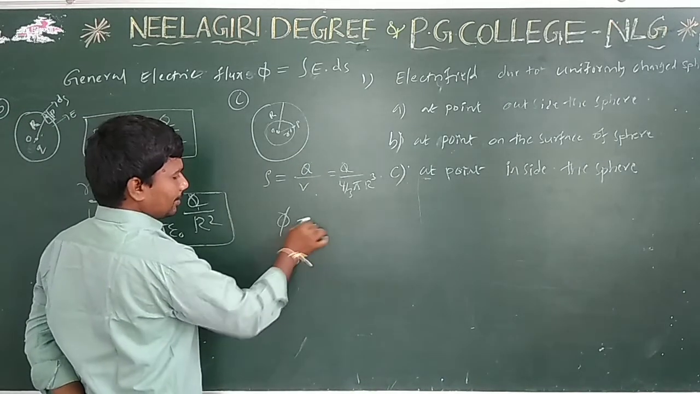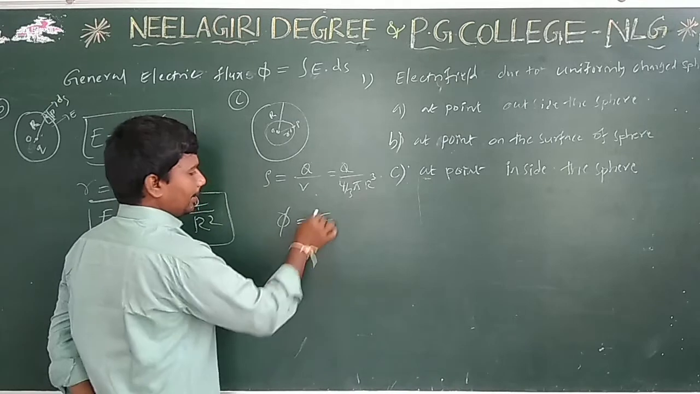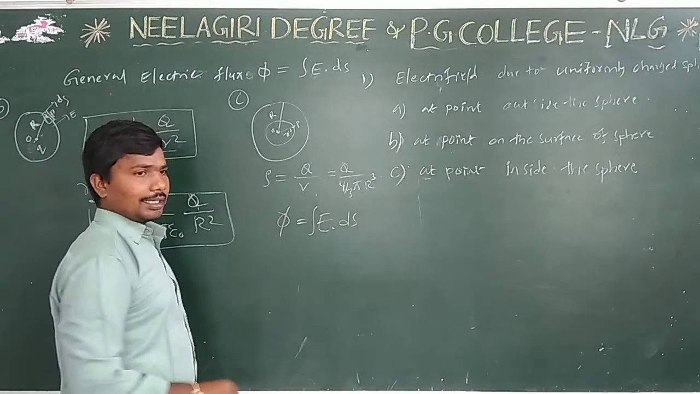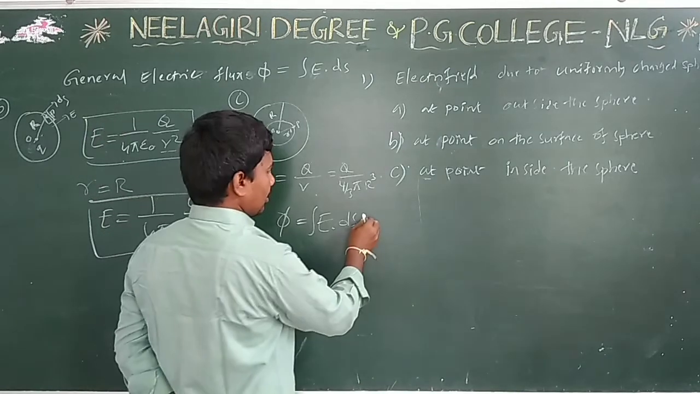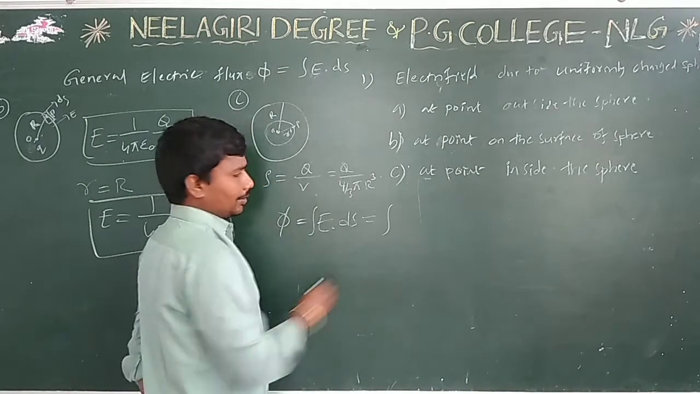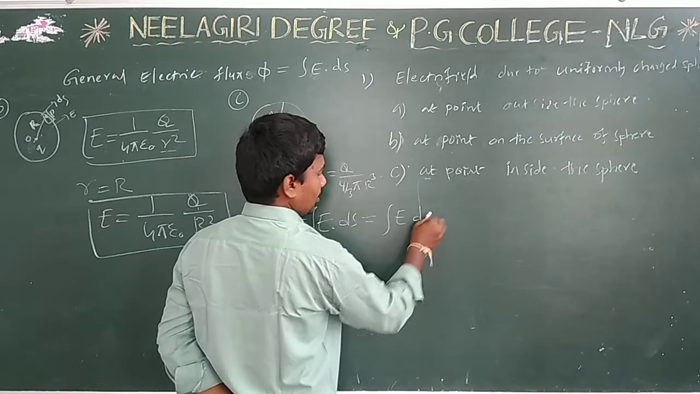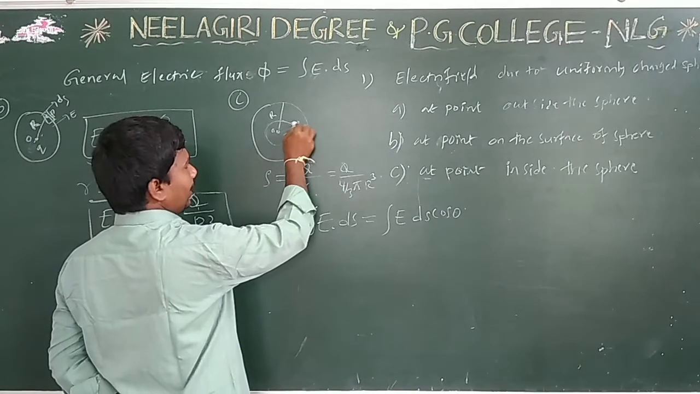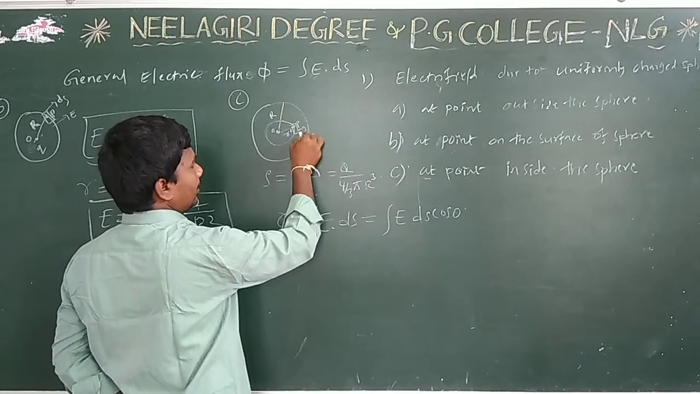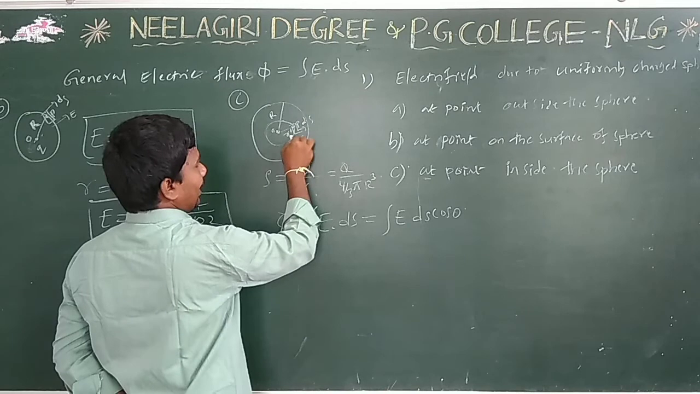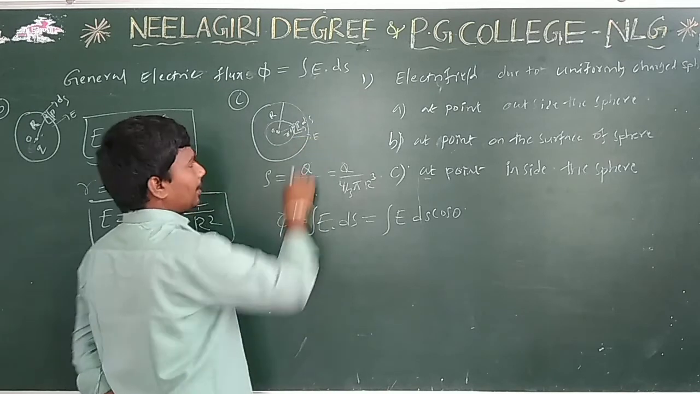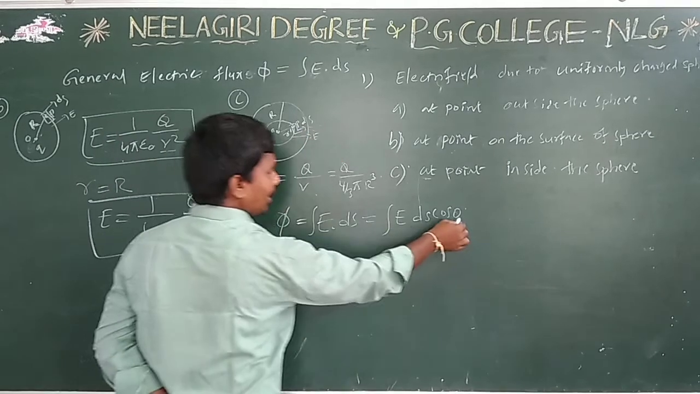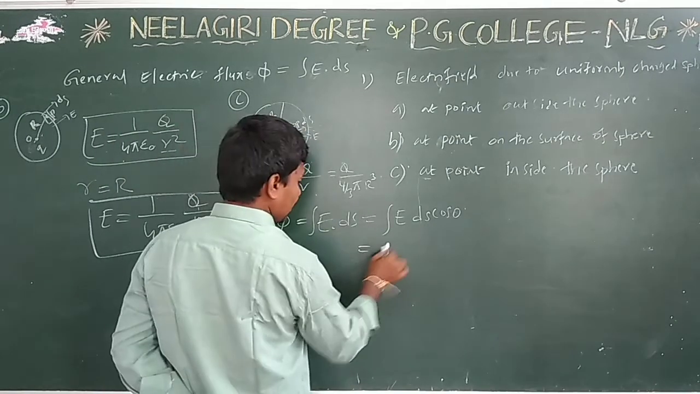What is electric flux? Integral E dot ds. Removing the dot, it is E ds cos theta. From the diagram, we consider a small area ds. The electric field is always directed outward from the sphere, and ds is also outward, so the angle between them is 0 degrees. Cos 0 is 1.